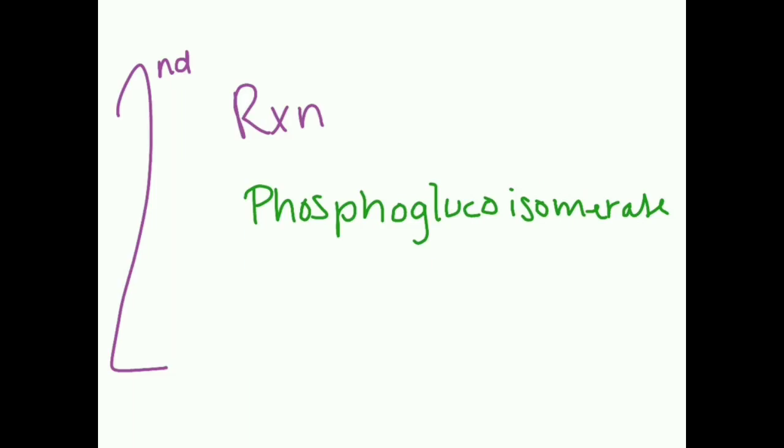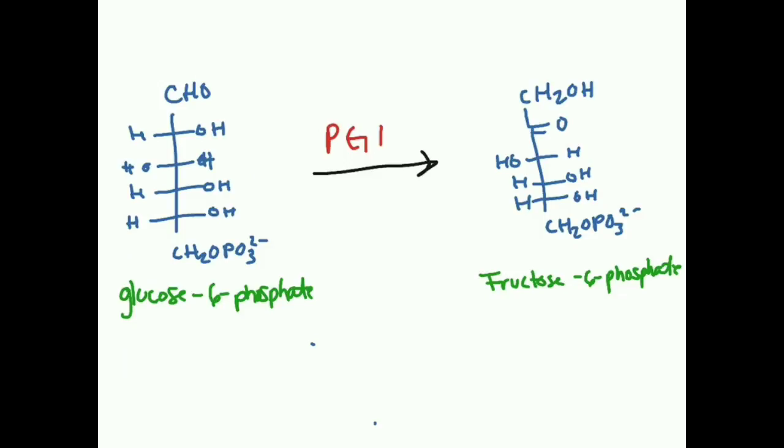The second reaction of glycolysis is called the phosphoglucoisomerase reaction. In this second reaction, glucose 6-phosphate goes to fructose 6-phosphate using PGI, phosphoglucoisomerase. This reaction involves an opening of the pyranose ring, proton extraction leading to the enediol formation, and the proton addition to the double bond followed by a ring closure.